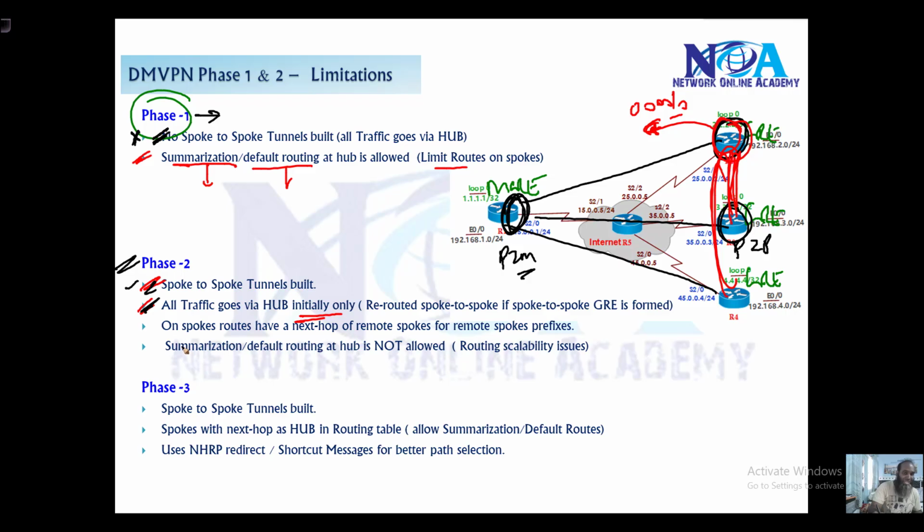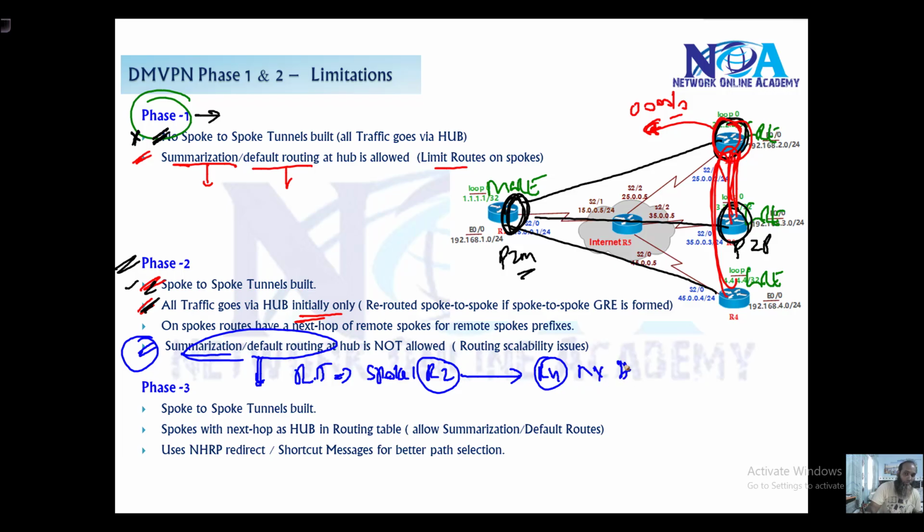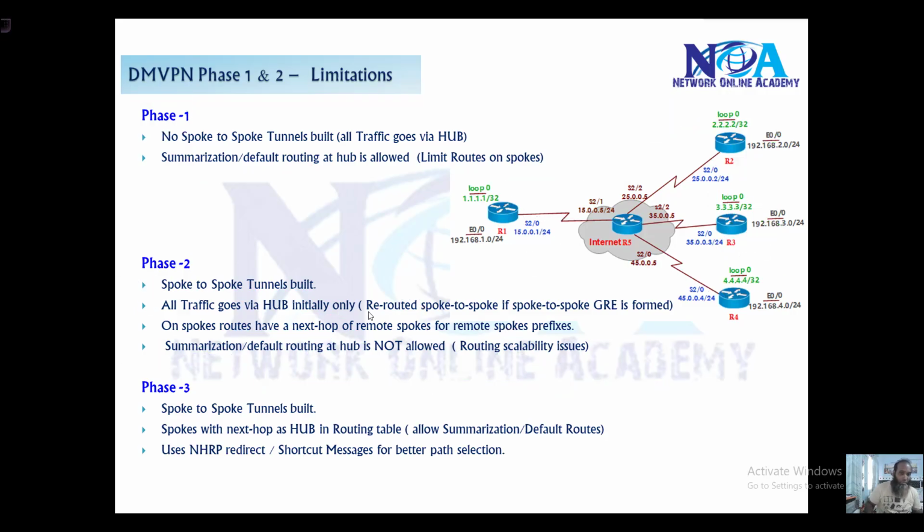But again, the drawback or the limitation is the summarization and the default routes are generally not possible, because in the routing table, every spoke, like spoke 1, the router 2, have routes receiving from the router 4, and the next hop will be router 4. So this will ensure that the router 2 can communicate with router 4 directly because of the next hop. But again, in terms of routing optimizations, like routing table sizes will automatically increase on the spokes because of this reason. But the advantage, we can still have a spoke to spoke communication directly in the phase 2.